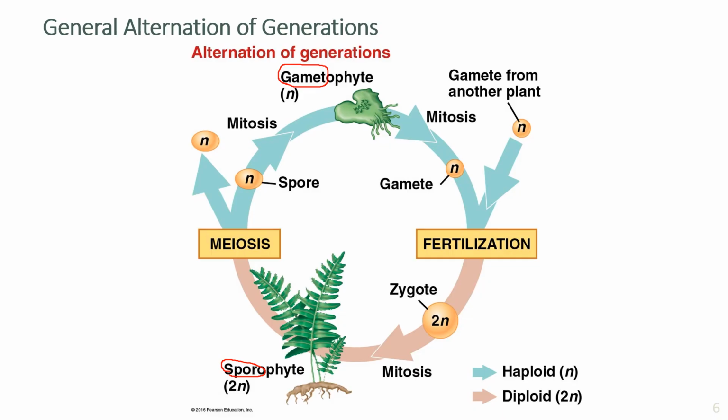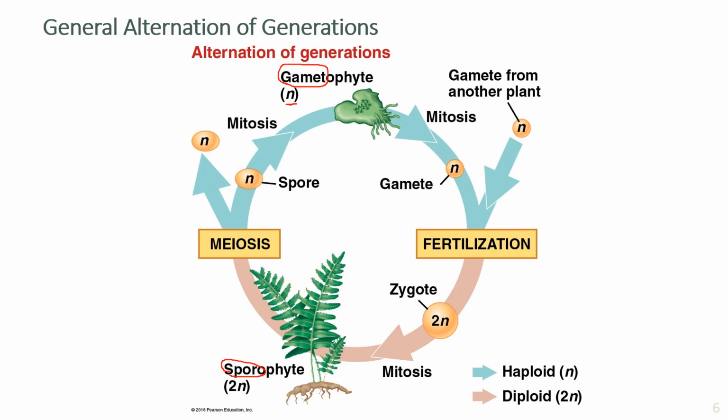So the gametophyte is going to produce gametes by mitosis, because the gametophyte is already 1N, and we need to produce these gametes. Then the gametes are going to come together, and we're going to produce our zygote. Now, this alternation of generations is going to be the same process for all of our plants, except some of the details are going to be a little bit different, okay?